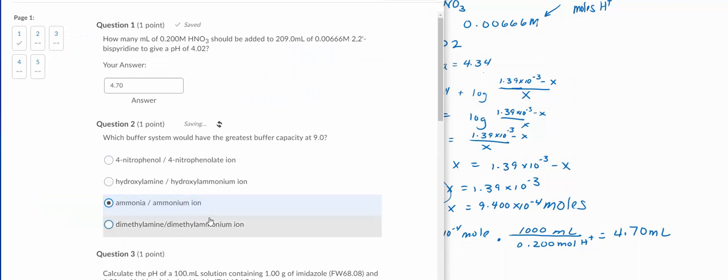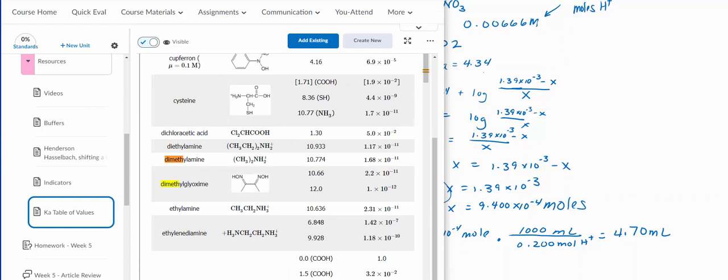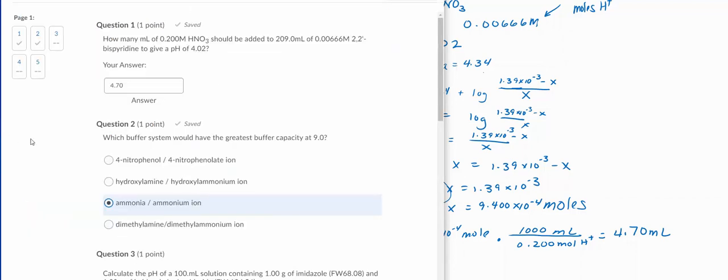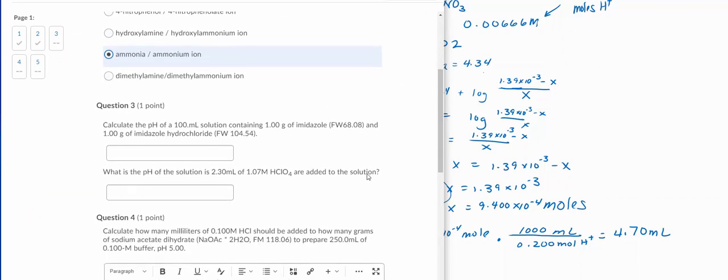I'm just going to give it a click. And dimethylamine, I'm just going to double check. So dimethylamine has a pKa of 10.7. Ammonia is the closest. So it's going to have the greatest buffer capacity at a pH of 9.0.